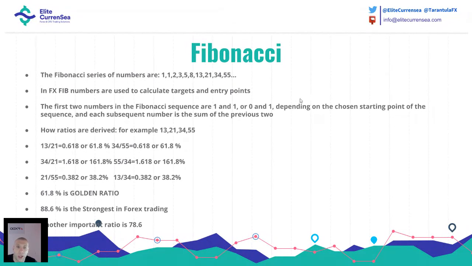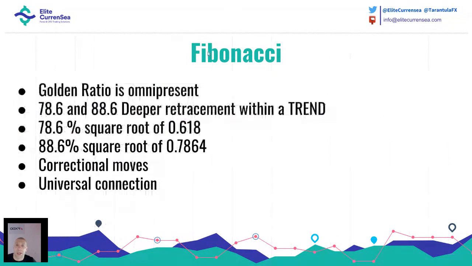Most important ratios. Well, golden ratio 61.8 is the omnipresent, but 78.6 and 88.6 give us a deeper retracement within a trend. So have in mind that Fibonacci is mostly used in trend trading. Basically, when you see a trend, you place Fibonacci retracement, and you can determine your entry points based on it. So 78.6 and 88.6 are deeper retracements within a trend.